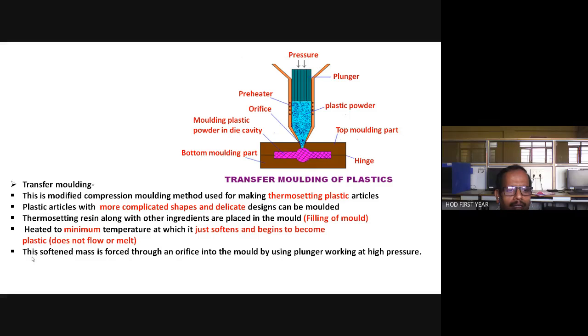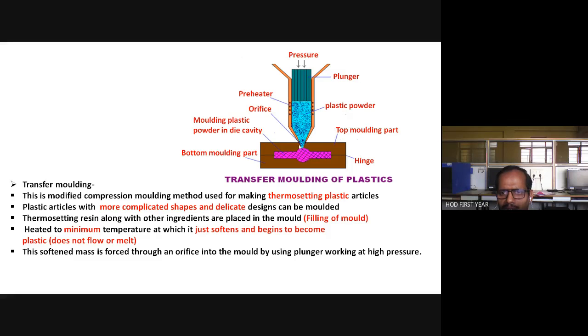So this softened mass is forced through an orifice into the mold by using a plunger working at high pressure. So the first step is filling up of the mold, then heating to minimum temperature, and now once it is softened, pressure is applied with the help of this plunger from the top. As this plunger moves down, the material is passed through the orifice.